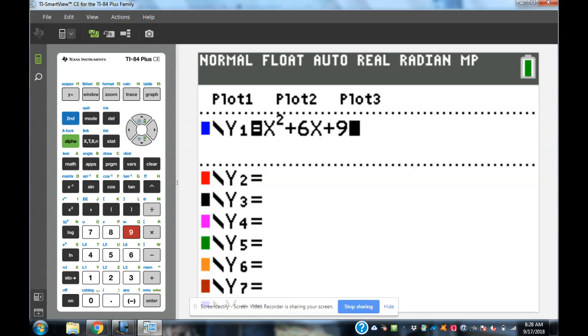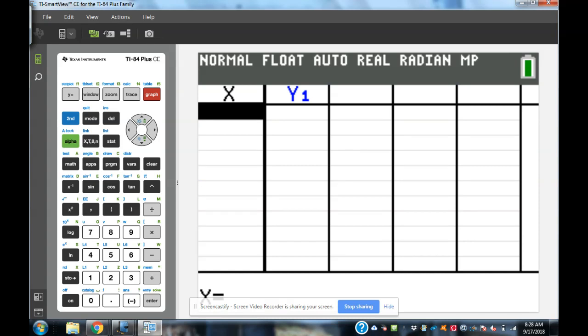All right. Now, we want to go to the table so that we can get those ordered pairs to make that table with. So the way you do that is hit second graph. And you should be here. You may have some numbers already typed in here that your calculator had stored. You may not. If you've got numbers there, it's okay. We're going to type over them anyway.